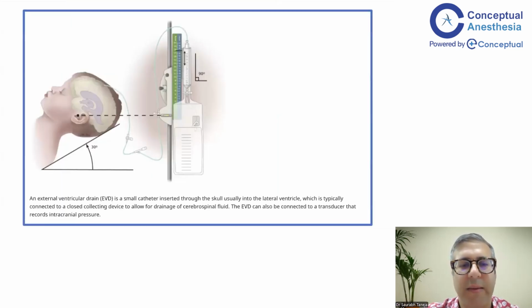This is just an example of an external ventricular drain, a small catheter inserted through the skull. Usually the aim is the lateral ventricle, and it is an enclosed collecting device where we can drain the cerebrospinal fluid. So we have to avoid infection in these patients, as well as measure the CSF, and if required, we need continuous drainage of CSF to maintain an ICP of less than 22 and a cerebral perfusion pressure of more than 60, around 60 to 70 millimeters of mercury.